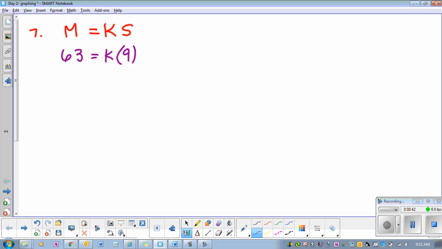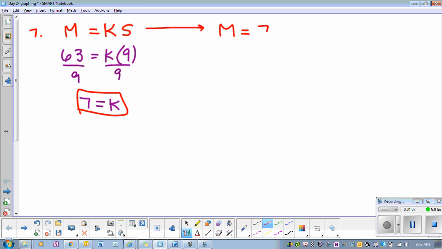Right after you write your equation, the next pieces of information tell you how you can find K. So if I divide this by 9, K equals what? 7. Okay, 7. So then, after I find my K, I'm going to rewrite my original equation and plug in K. Right? So now I have amount of money equals 7 times the number of shirts I bought.